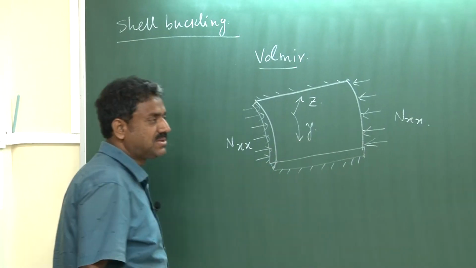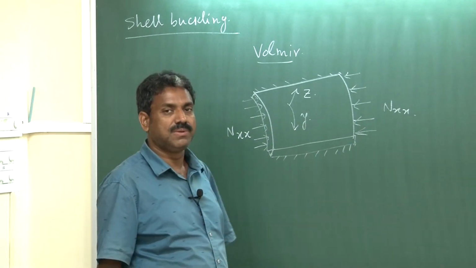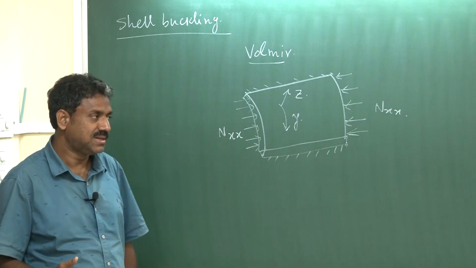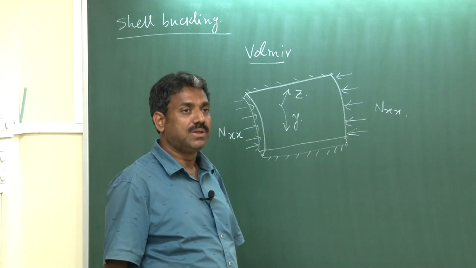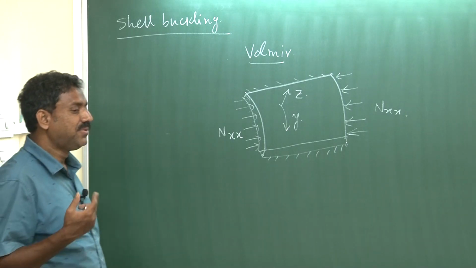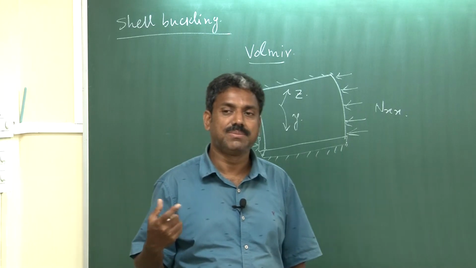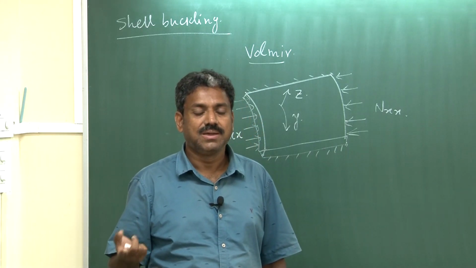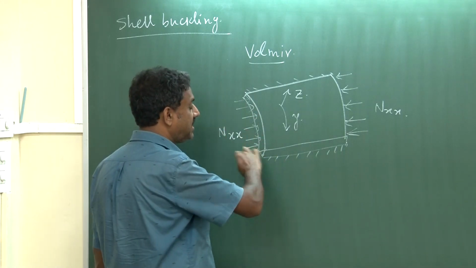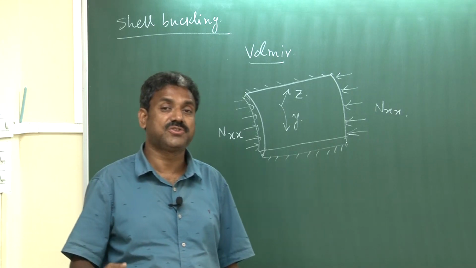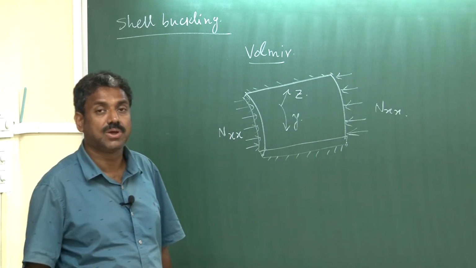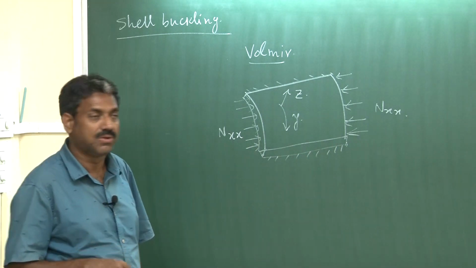This is simple and ad hoc, but still it shows the essential features. The Volmir solution we also adapted to solve the post critical behavior of a plate. You will recall the steps involved. There we had two equations, one the equilibrium equation and the other the compatibility equation. We assumed some deflection profile, and then from the initial state of stress we derived some approximation of the stress function, and then substituted it in the equilibrium equation, because they are coupled equations, and then we solved using Galerkin.